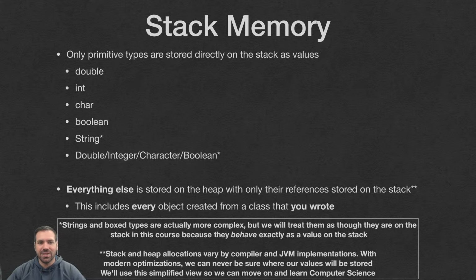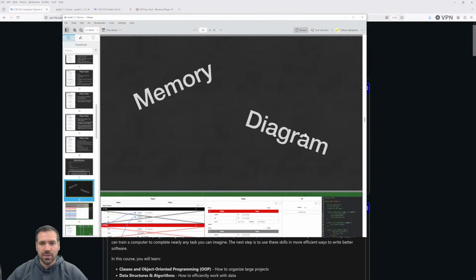So that's your cheat sheet. If it's a primitive or a string, so if you're iterating over an ArrayList of integers, for example, we're not going to treat that differently. We're just going to treat those as ints on our memory diagrams. All these are stored by value. Everything else is an object on the heap, and the variable stores a reference to that object. Everything. Absolutely everything.